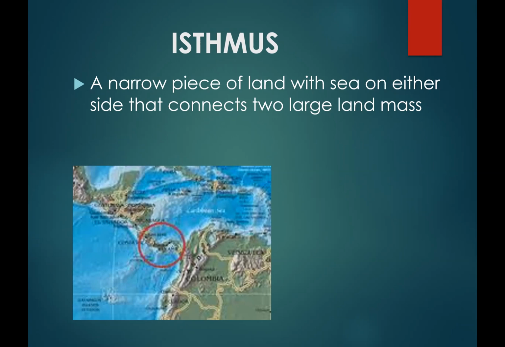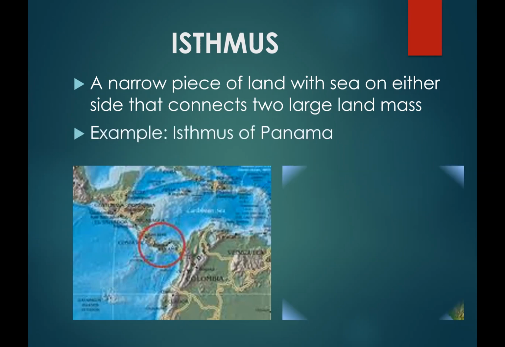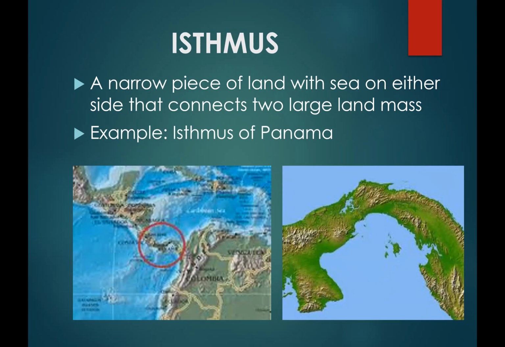And in this picture, the two large land masses would be what continents? North America and South America. And the example of the isthmus that is being shown on your screen is the Isthmus of Panama. Yes, the Isthmus of Panama connecting North America to the South American continent. And I am going to repeat that an isthmus is a narrow piece of land and it has water on two sides. Water is here indicated by my cursor. The water is here also being indicated by my cursor.